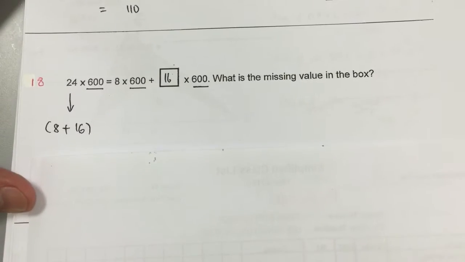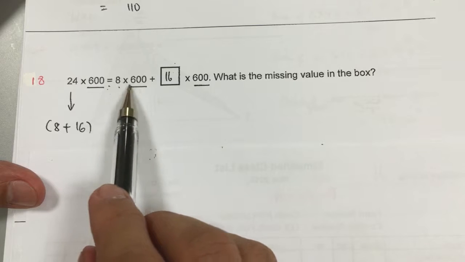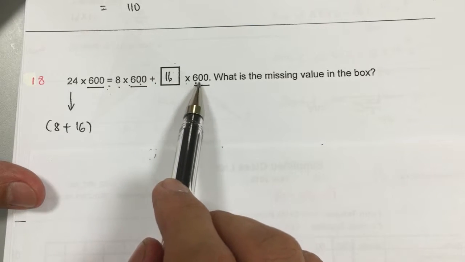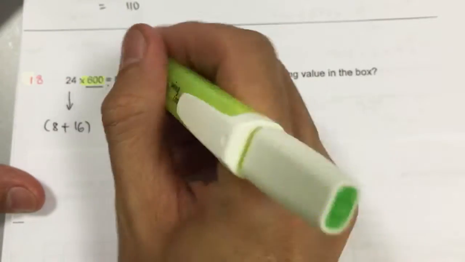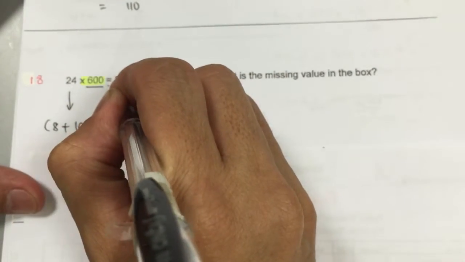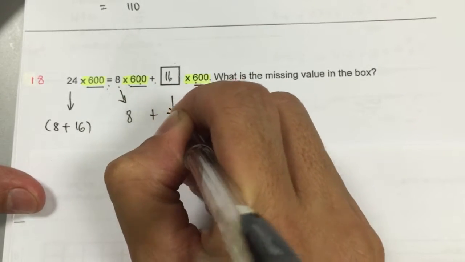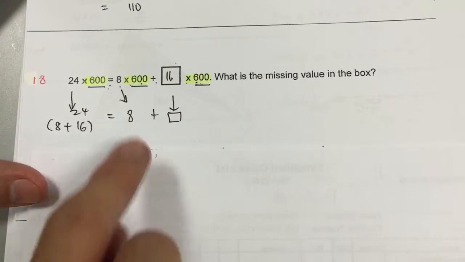Question 18. 24 times 600 is the same as 8 plus something times 600, that is 8 times 600 plus 16 times 600. How do I check? Notice there is a times 600 there. This is 8, and this one plus 8 must give me 24.